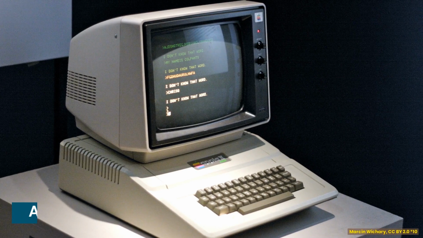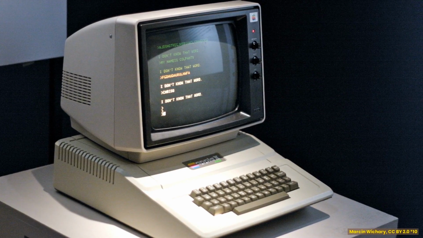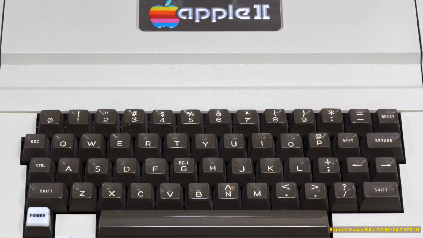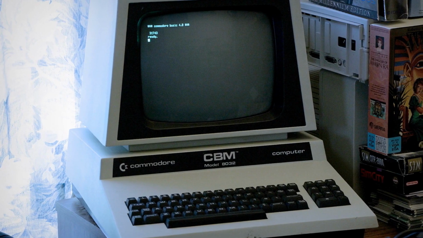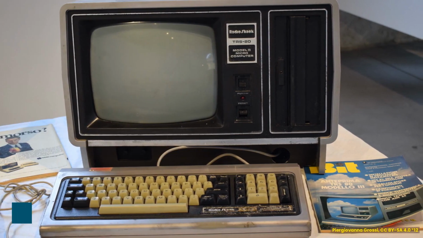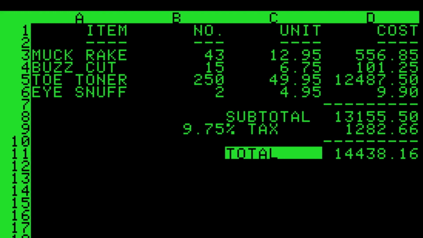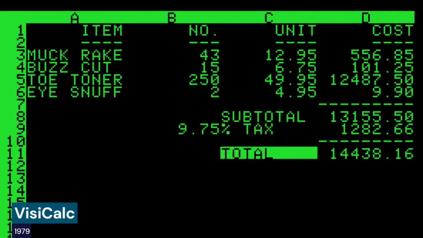In 1977, Apple Computers unveiled the Apple II, one of the first mass-produced home computers. The Apple II was a major success, demonstrating the commercial viability of personal computers. Other important home computers of the late 70s included the Commodore PET and the Tandy TRS-80, sold through Tandy's Radio Shack stores. A major spark for home computing was the introduction of the spreadsheet program VisiCalc in 1979, running on the Apple II.